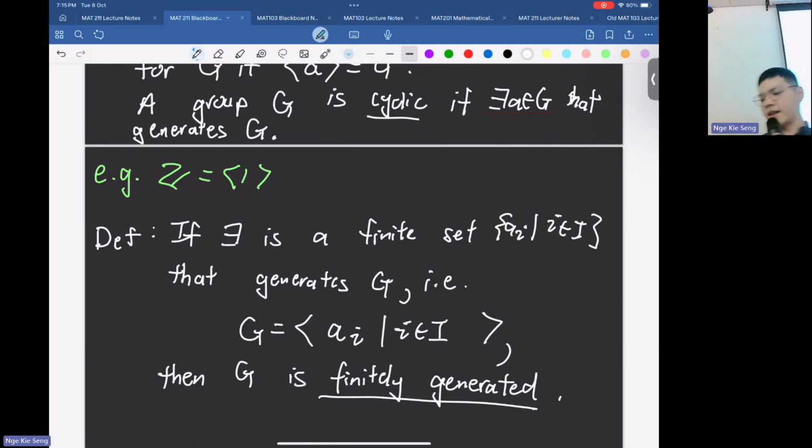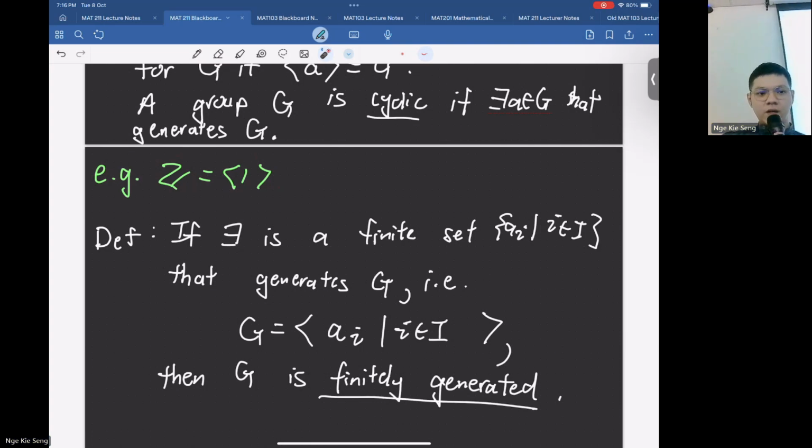In particular, Z is finitely generated because you only need one element to generate it. But if it's just one element, we have a special name: it is a cyclic group. Does it make sense?